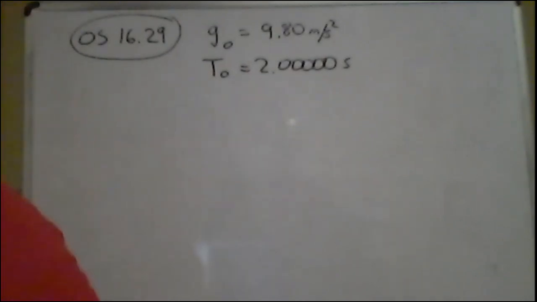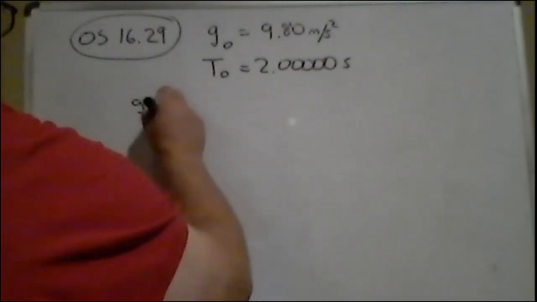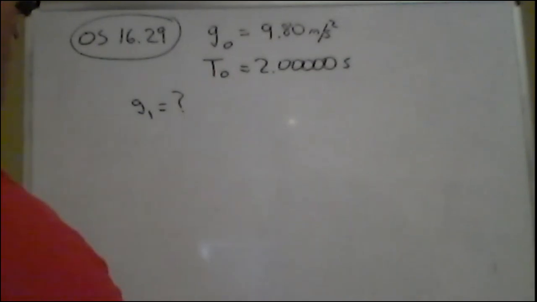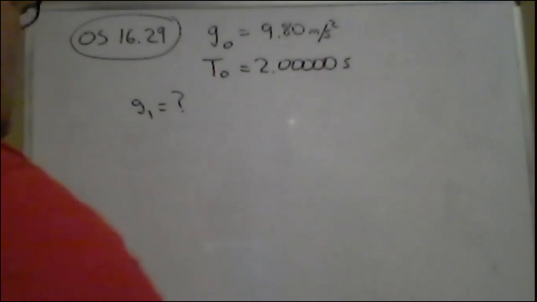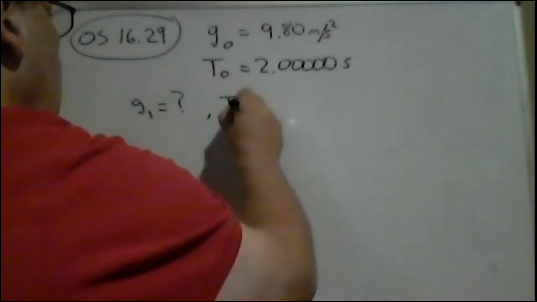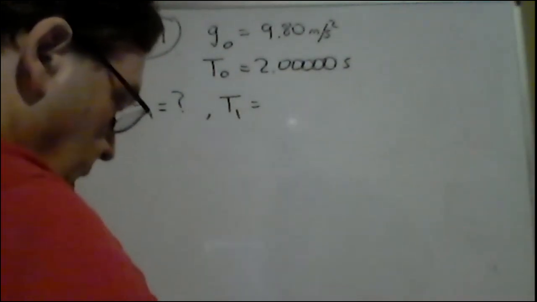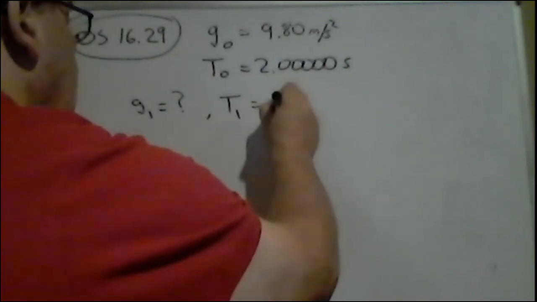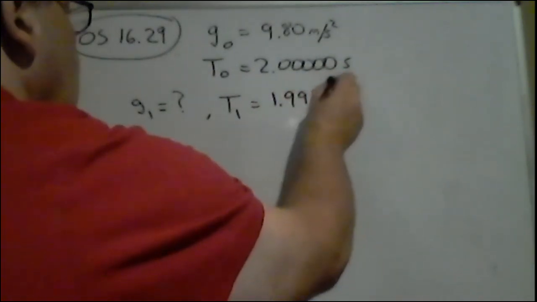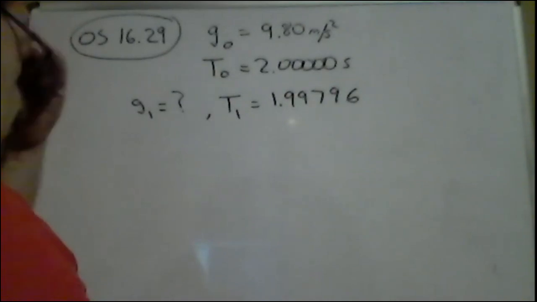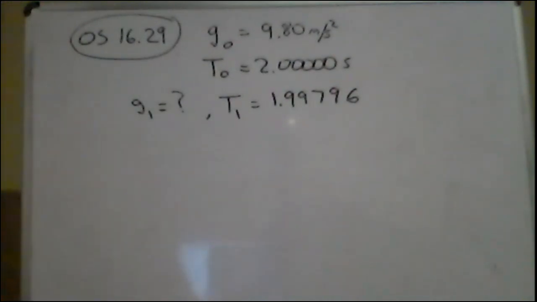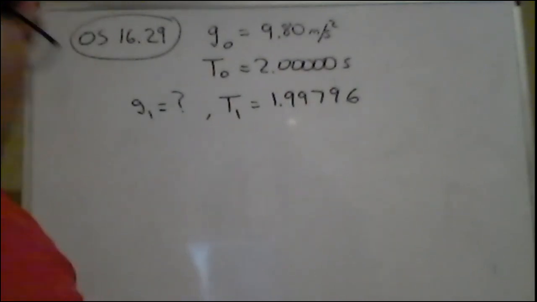Now we're going to move the pendulum someplace else. We don't know what g is at its other location. But we do know that if we take this exact same pendulum, it will read a T1 of 1.99796 seconds at that new location. So we can take the same pendulum, same length and everything, put it in a new location, look at its period, and determine the gravitational acceleration there. It's a pretty cool way of measuring gravity. So how do we do that?